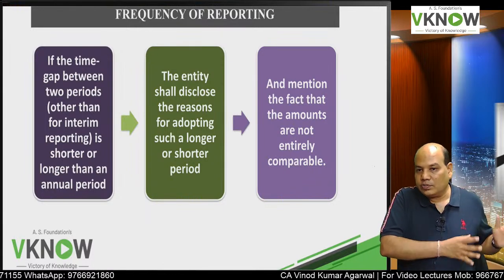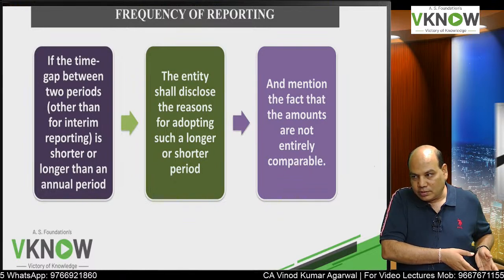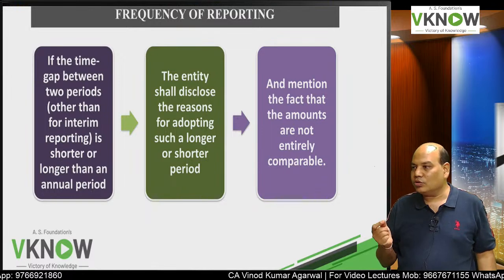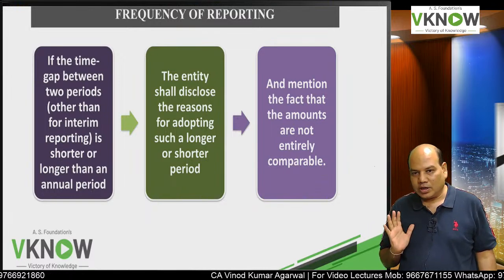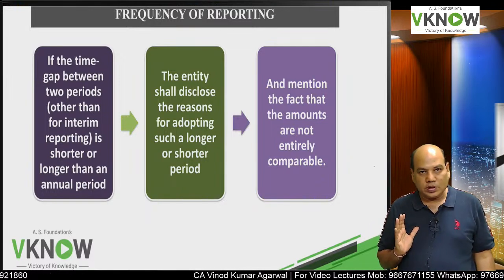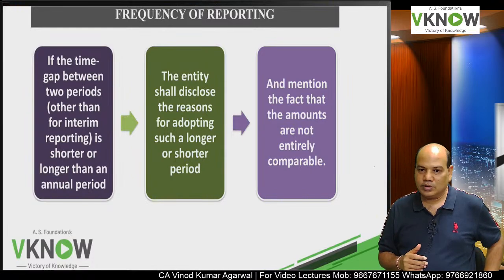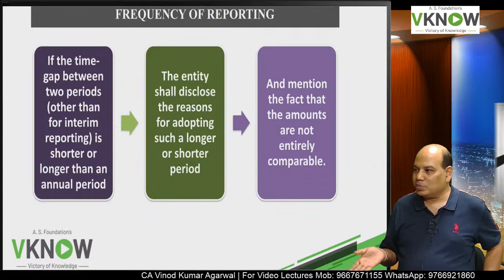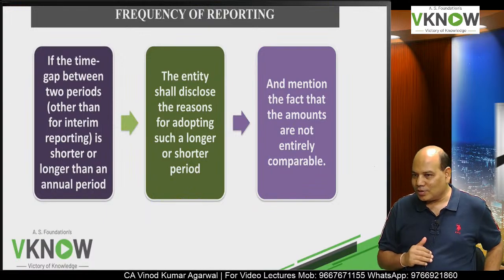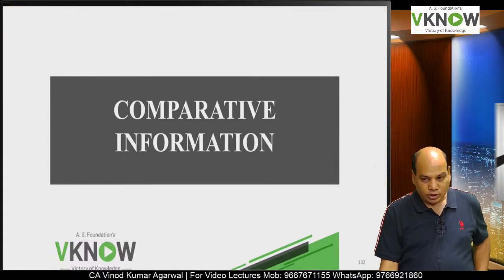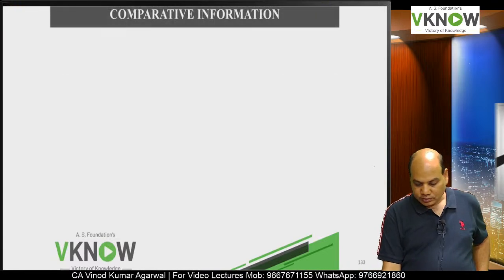So previous year was based on 12 months, previous comparative, but this year is 15 months, then you please mention that amounts are not exactly comparable. Otherwise somebody will think, how suddenly the profit has jumped 25%, and that is because it is 15 months P&L account, that was 12 months. So please clarify. Then what about comparative information?